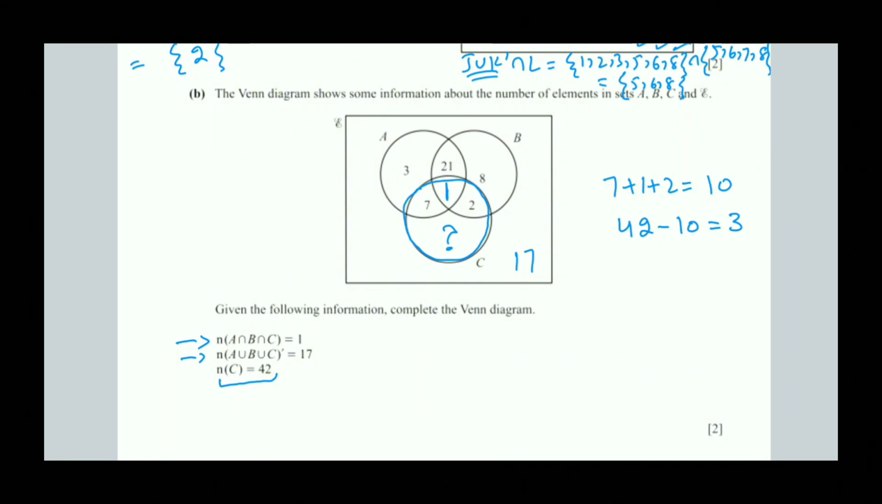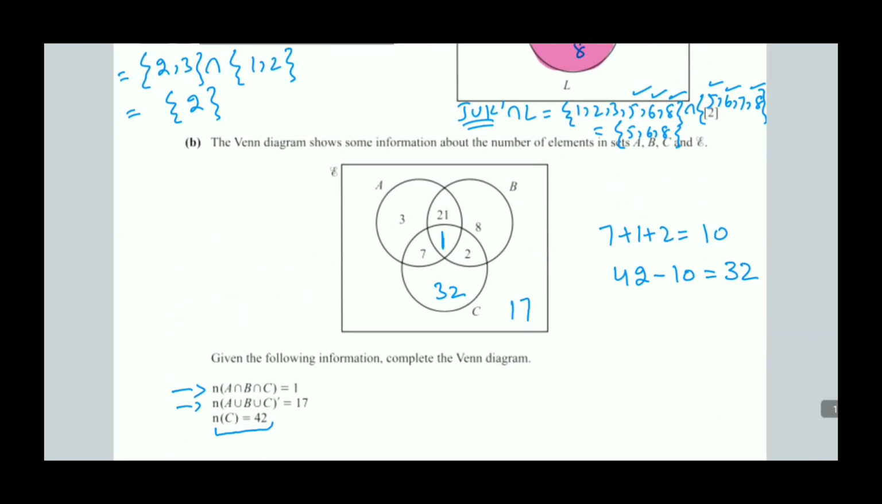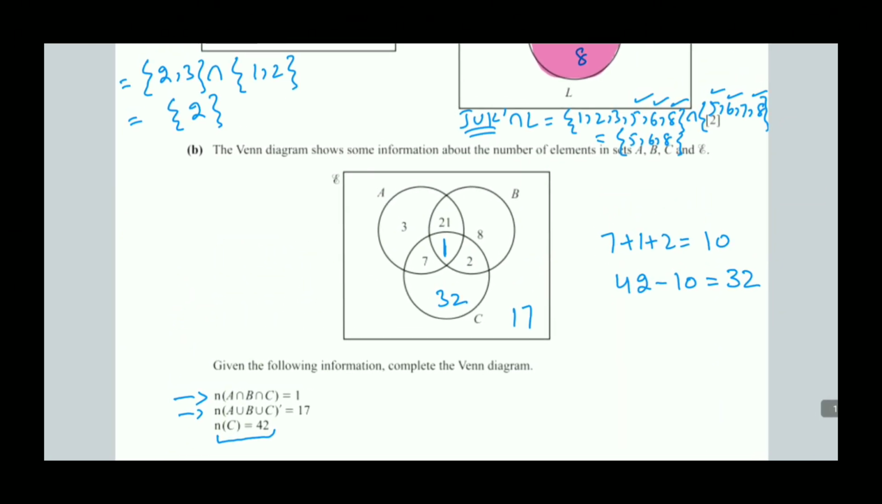So please, you have to do this question very attentively. 32 will be written here. Now you can check, the sum of C is 42. Number of C means number of all the elements of C. So this is the way how you can complete this question.